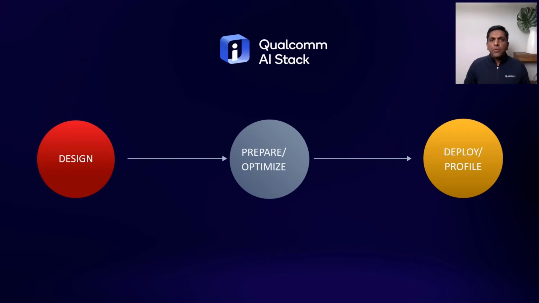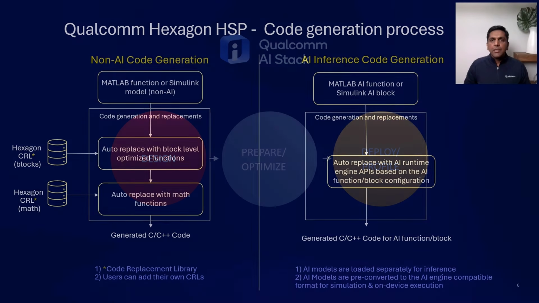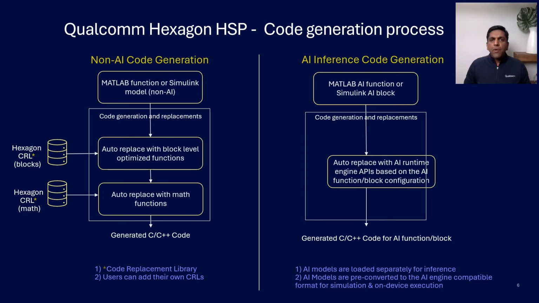At Qualcomm, we care for our developers. Goal of AI Stack is shortening the design to deployment time so developers can focus on core algorithm development and innovation rather than low-level implementation details. Code generation via Hexagon Support Package is one such effort designed to reduce deployment time.